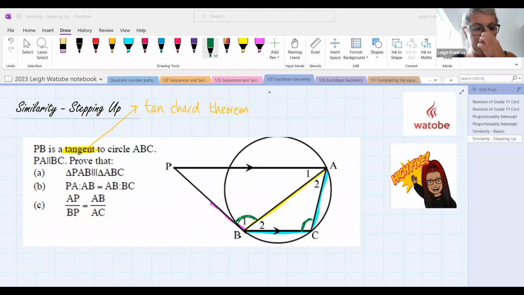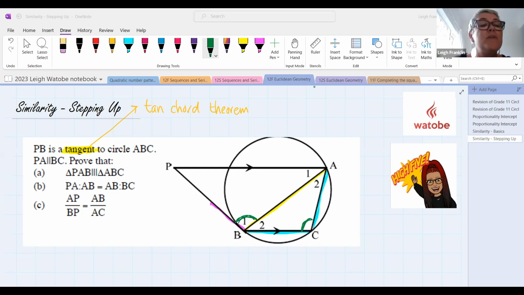All right, so when they say that PB is a tangent to the circle, they want you to start thinking about the tan chord theorem, because the tan chord theorem proves that angles are equal, and that's obviously useful to us in trying to prove similarity. If they use the word tangent, there are a couple of other things you would also need to think about, although not in this particular case. You could also think about radius perpendicular to tangent if you needed to. And the other thing is tangents from the same point are equal to one another. That is also sometimes useful in proving similarity.